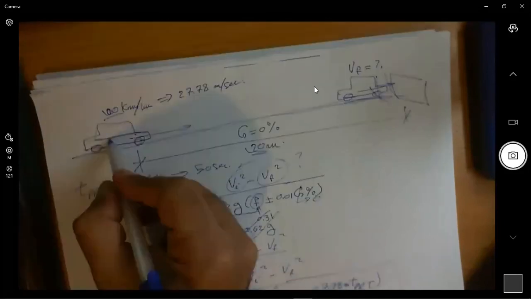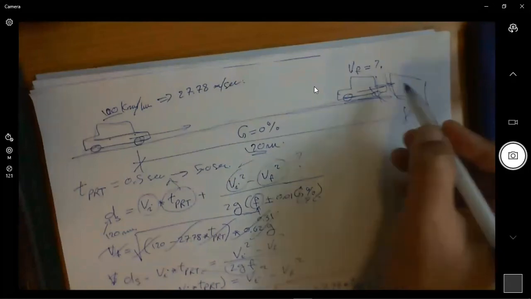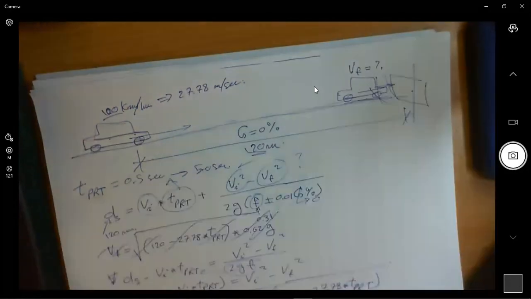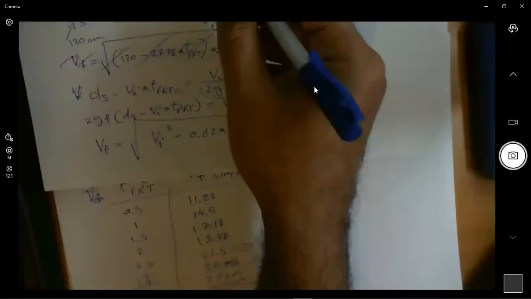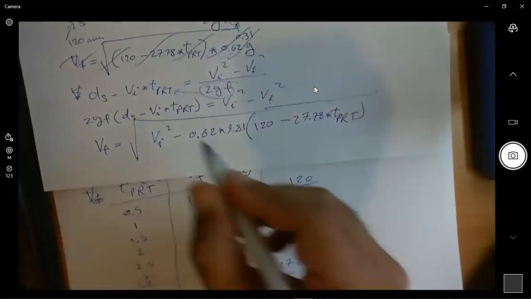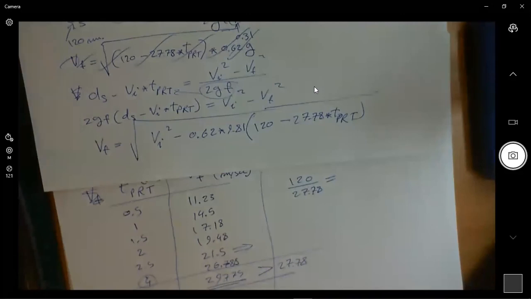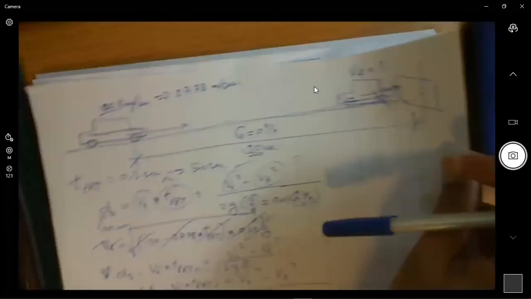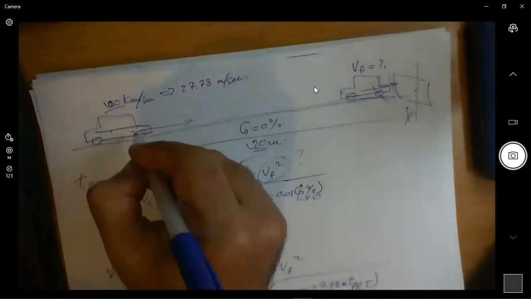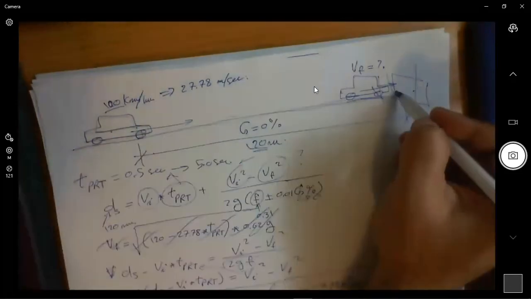this driver will not have started pressing the brakes. Basically, the perception reaction distance will be longer than 120 meters. Let's see what we mean by this. The distance is 120 meters. If we divide 120 by 27.78, it equals 4.31 seconds. That means if the perception reaction time for this driver is greater than 4.3 seconds, he will still be thinking what to do by the time he hits the truck.